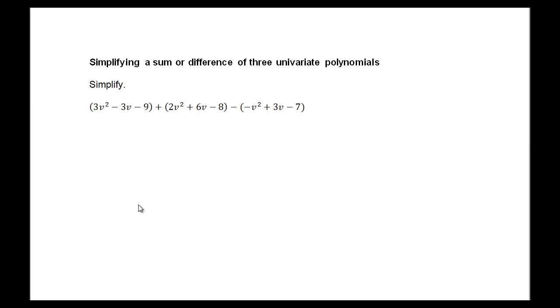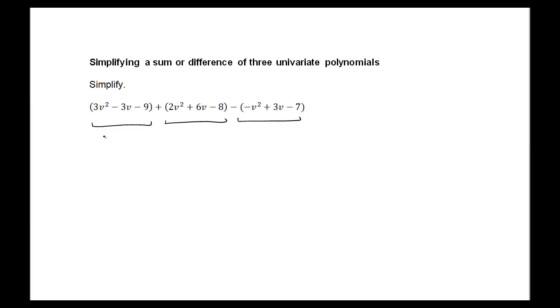Okay, here we're going to be adding or subtracting three polynomials, and they all have the same variable, so we're only worried about looking for like terms here. So let's take a look at what we have. We have our first polynomial, our second polynomial. We're going to add those two together, and then we have our third one here.